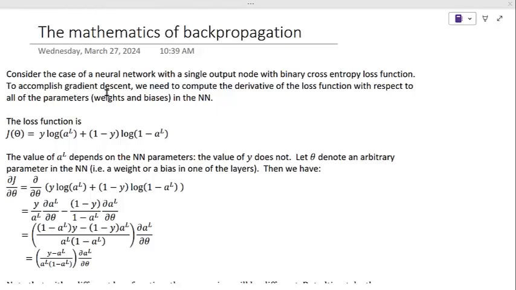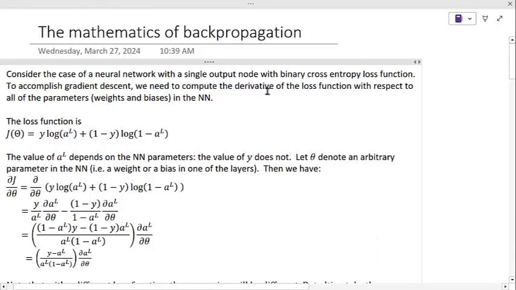So, to accomplish gradient descent, we need to compute the derivative of the loss function with respect to all the parameters, that is, the weights and the biases, in the neural network. Now, gradient descent is our usual method to optimize complicated functions, and we're trying to optimize or minimize the binary cross-entropy. And backpropagation is what makes this possible. Backpropagation enables the computation of all the derivatives. I should say the derivatives because there's more than one.